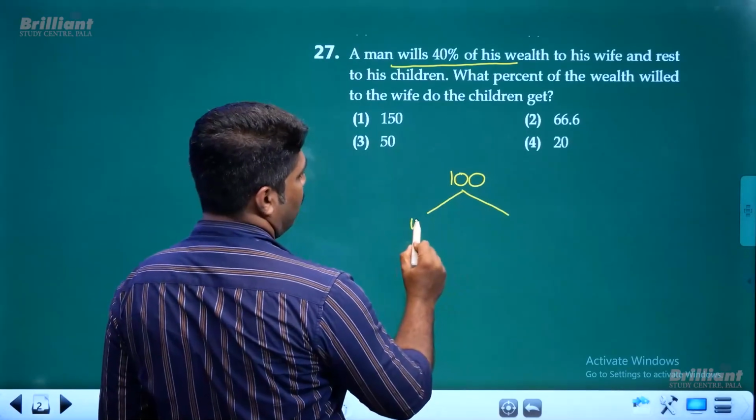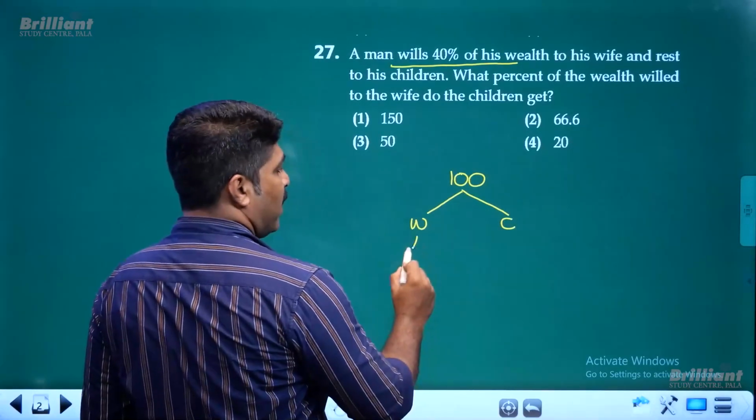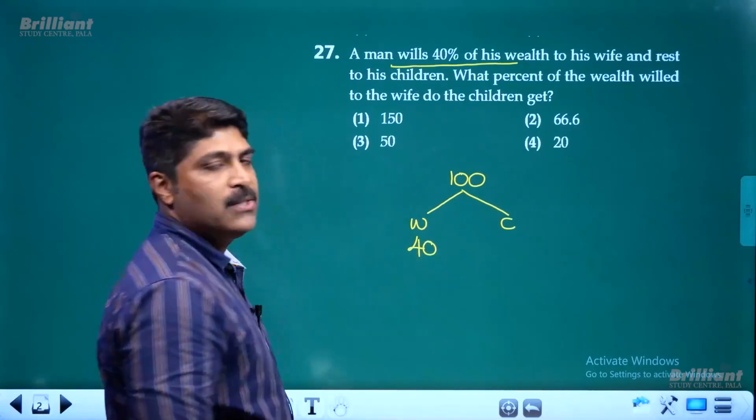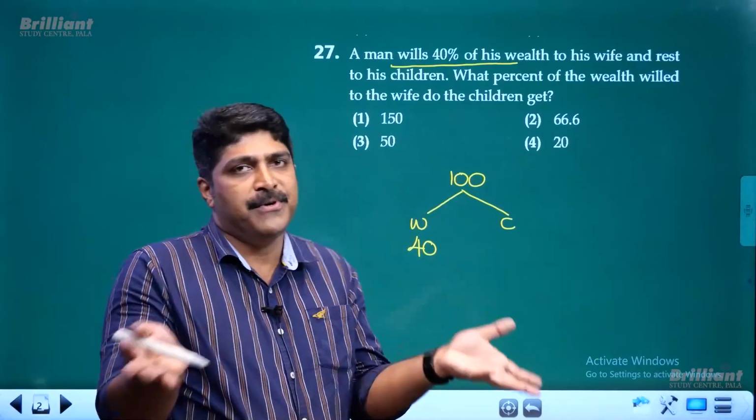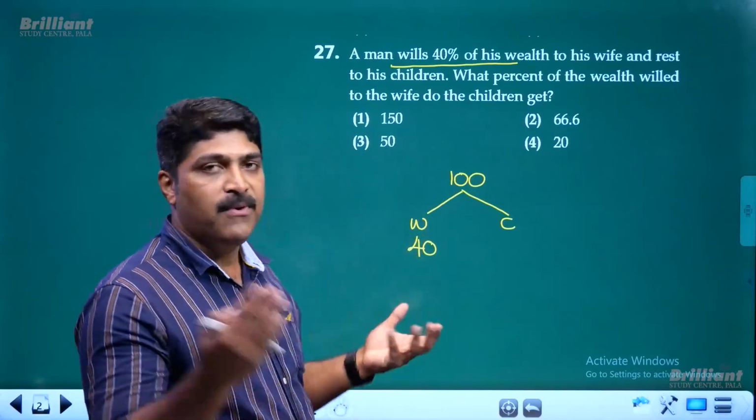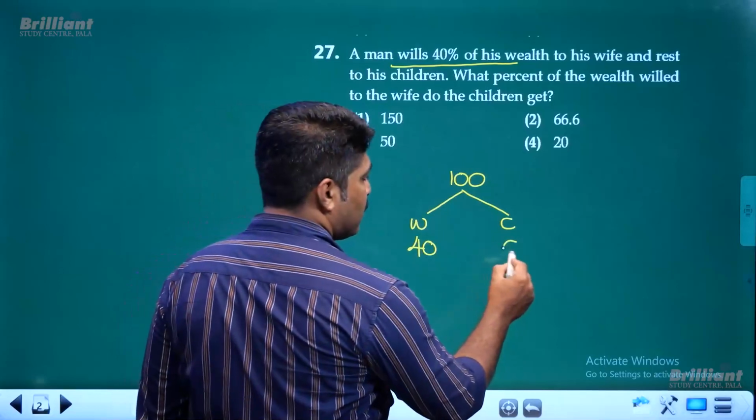So then wife and children. If the wife received 40%, so 100's 40%, that's 40 itself. We just simply consider 100 rupees distributed like this. So the wife received 40 rupees and the children received 60 rupees.